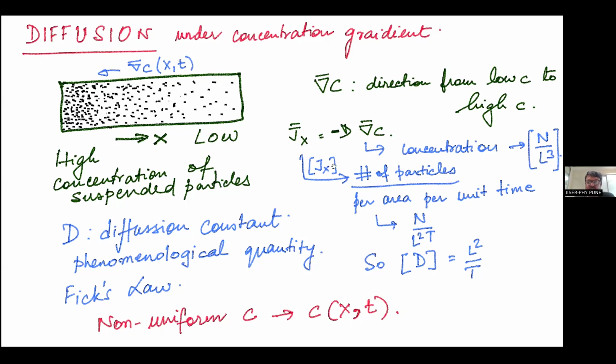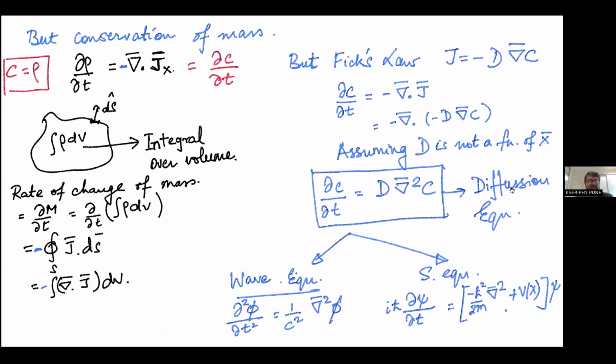The other thing to note is dimensionally, this is concentration. Concentration has dimensions of N by L cubed, and grad has dimensions of 1 by L. So you can calculate that the dimension of D, the diffusion constant, has to be L squared by T. This square bracket denotes dimension. I'm not saying it's equal. Here, the dimension of D is L squared by T. You can just balance out the dimensions on two sides, right? Now, that's called Fick's law, but that's not the diffusion equation.